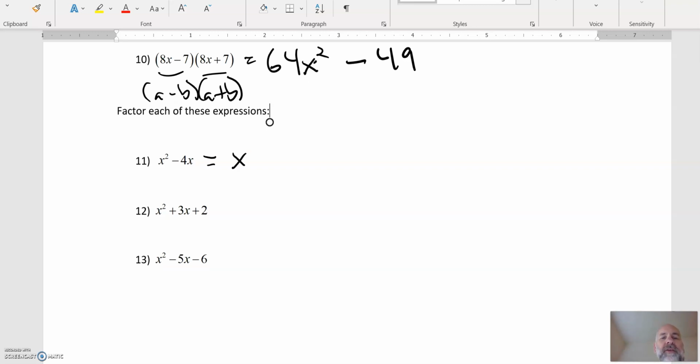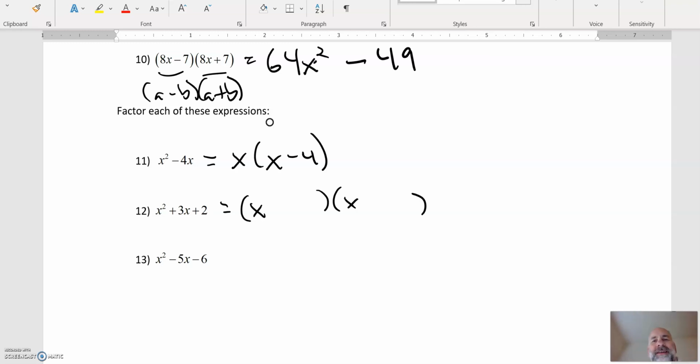And so this one is x times x minus 4. This is called the greatest common factor one. I'll say a little bit right now about how I do these problems.